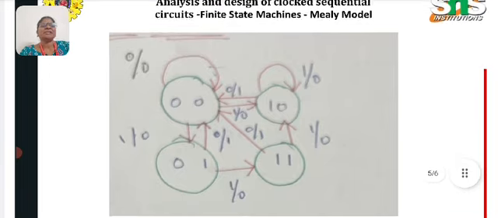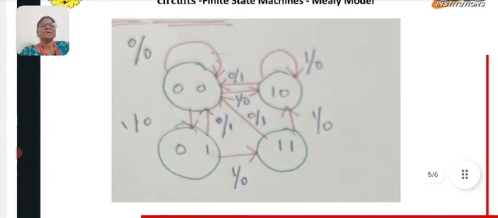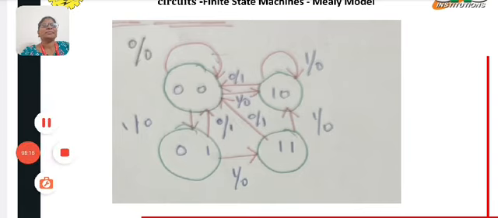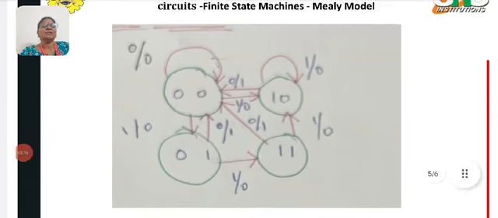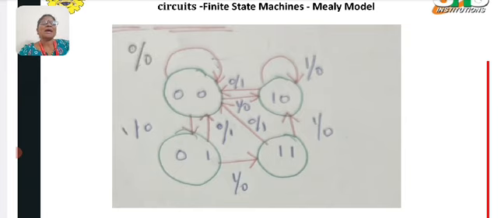With the truth table, we have to draw the state diagram. This is the state diagram of the Mealy circuit, where your inputs are represented here. For example, we have four states: 00, 01, 10, 11. Each state is encircled. The next state is represented by an arrow along with the input and output. Your numerator represents the input and your denominator represents the output. Your arrow lines represent the next state of the encircled present state.